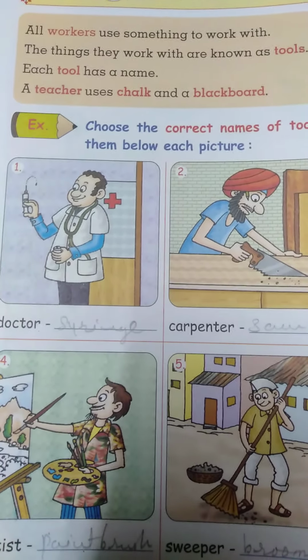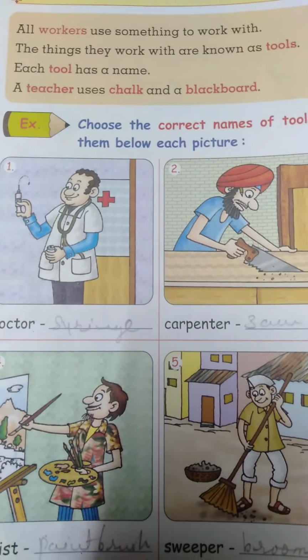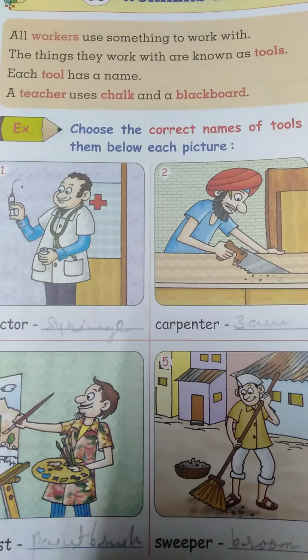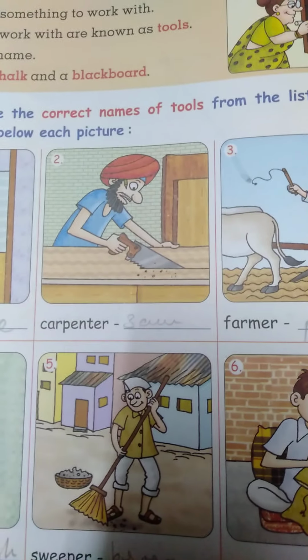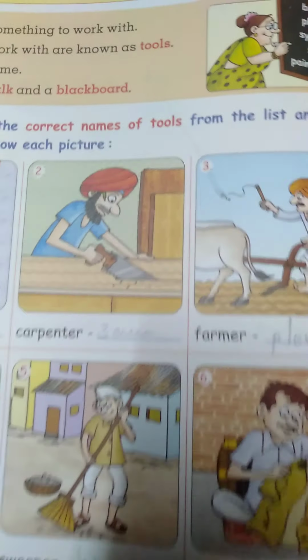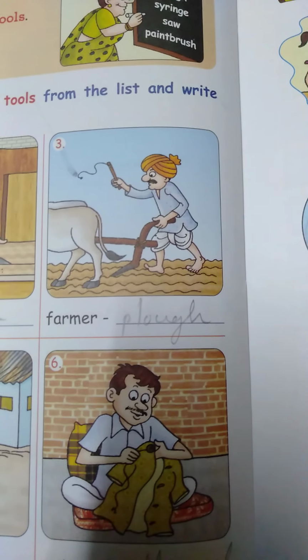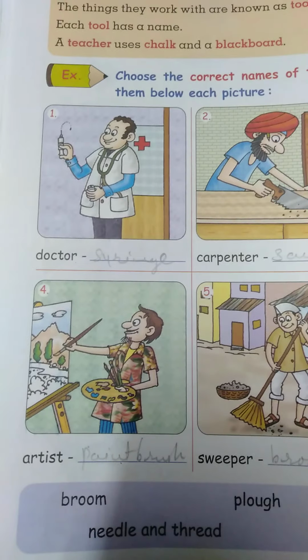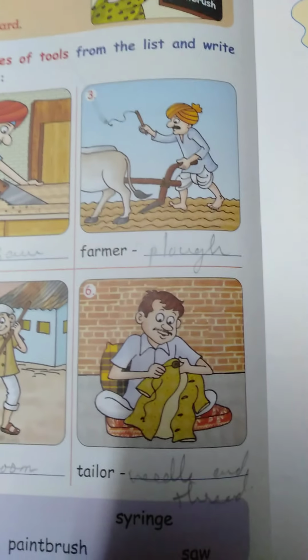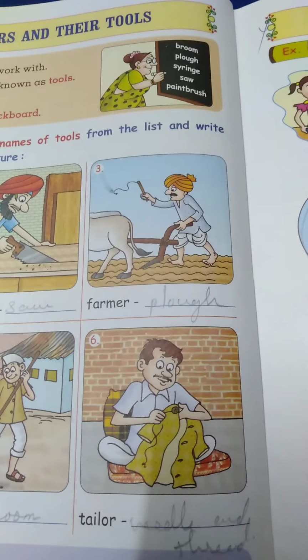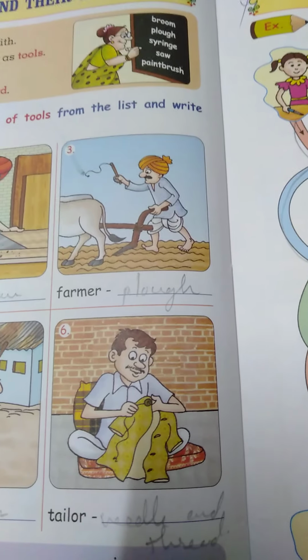Here some pictures are there. Doctor uses syringe. He uses which tool? Syringe. Carpenter, saw. Farmer, plough. Artist, paintbrush. Sweeper, broom. Tailor, needle and thread.